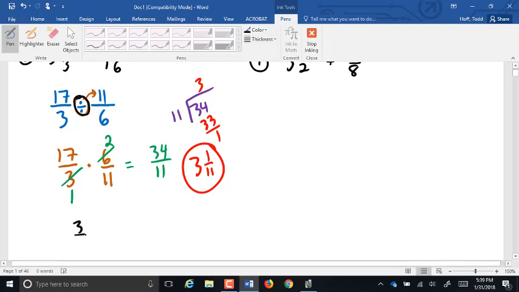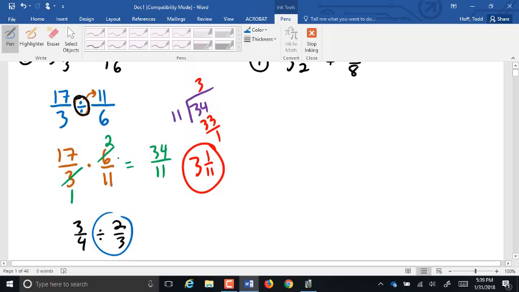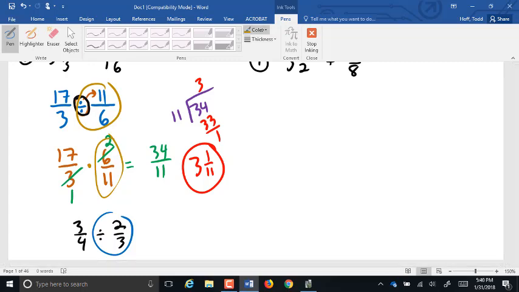Remember, we had 3/4 divided by 2/3. Instead of dividing by 2/3, it's the same if we multiply by 3/2. So we take that reciprocal. So that's what we did here. Instead of dividing by 11/6, we change it to times 6/11. And then we multiply. Now, since it's multiplication, we can do that cross reduction or cross canceling.